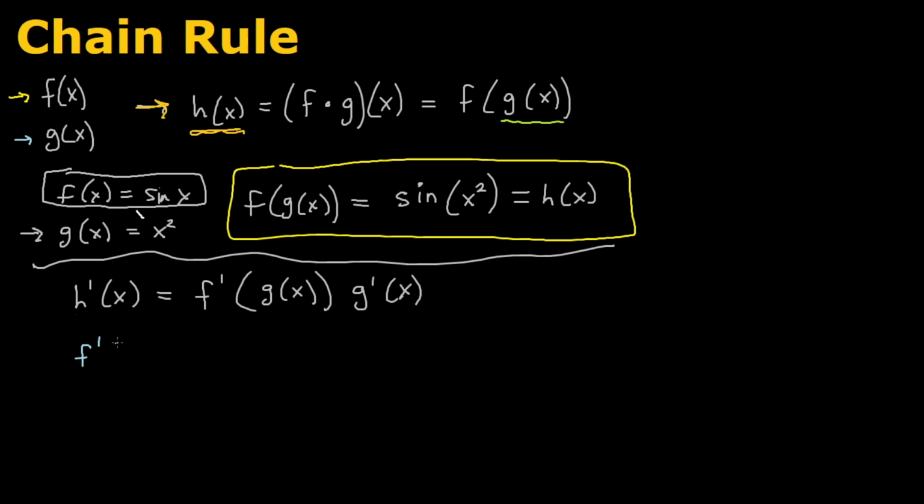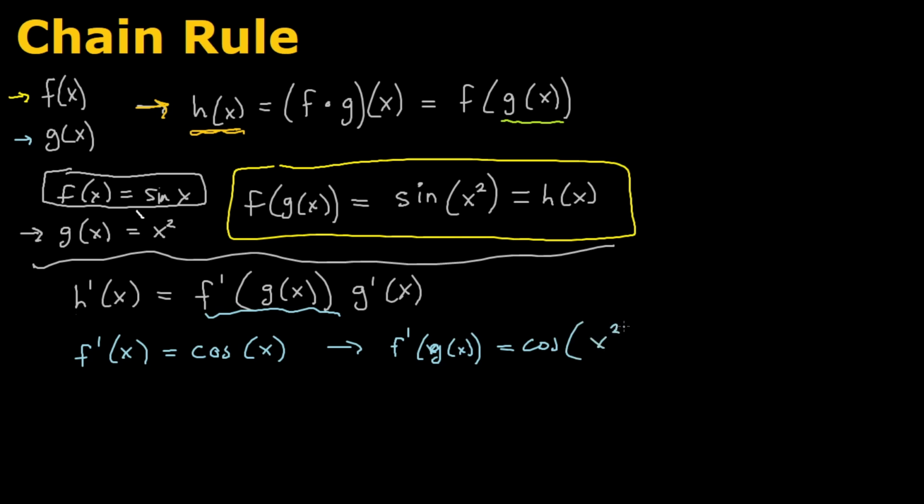So sticking with this example, let me change colors here. f prime of x is going to be the derivative of sine of x, which is cosine of x. So that means that this first section right here, f prime of g of x, will be cosine of x squared, right? Because we find the derivative of our outside function and then we plug in our inside function. We plug in our x squared, and then we need to find g prime of x, which is just the derivative of x squared, which is 2x.